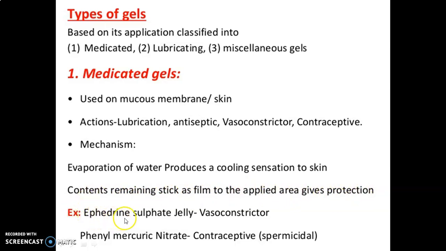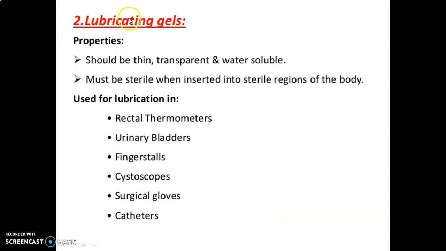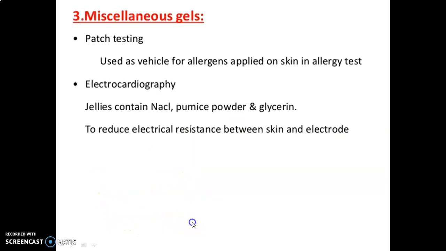For example, ephedrine sulfate jelly is a vasoconstrictor, and phenyl mercuric nitrate is a contraceptive, used as a spermicidal. The second type is lubricating gels. The properties are that they should be thin, transparent and water soluble. They must be sterile when inserted into sterile regions of the body. They are used for lubrication of rectal thermometers, urinary bladders, finger stalls, cystoscopes, surgical gloves and catheters.